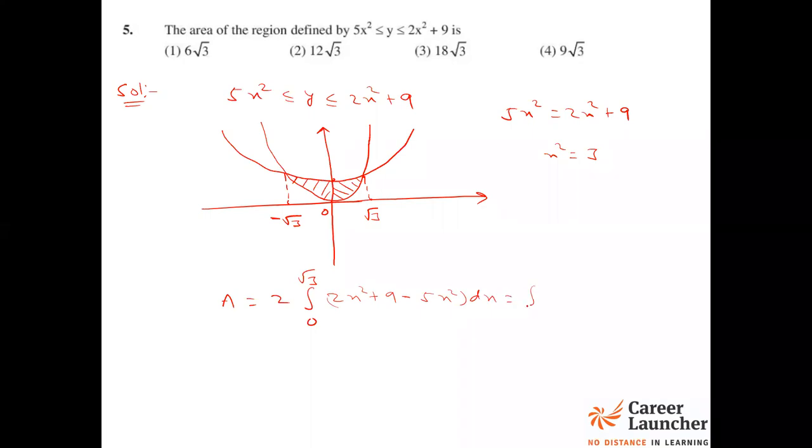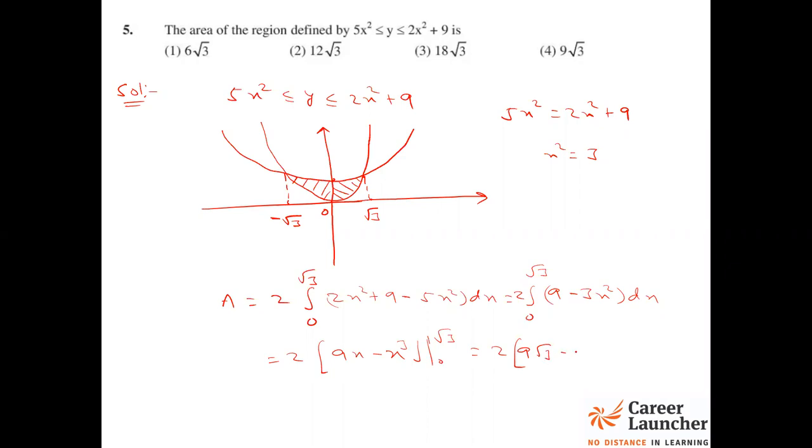So now it becomes a simple question. 2 times integral from 0 to root 3 of (9 minus 3x square) dx. So integrating, 2 times (9x minus x cube), limit 0 to root 3. Substituting limits, it will become 2 times (9 root 3 minus 3 root 3). So it simplifies to 2 times 6 root 3, which is 12 root 3. So this will be the answer, option 2. That is how you can solve. See the next one.